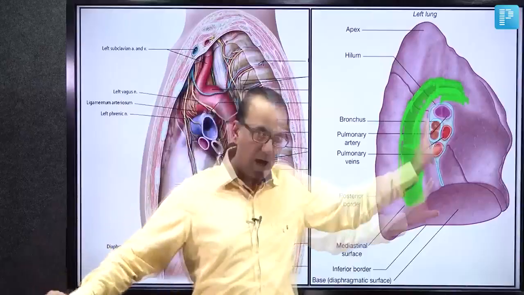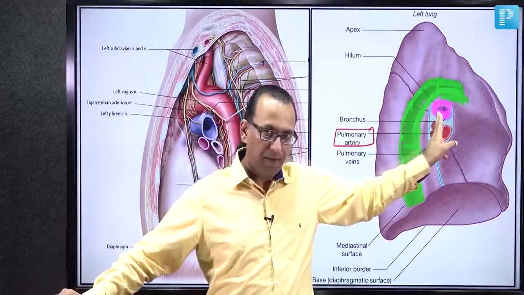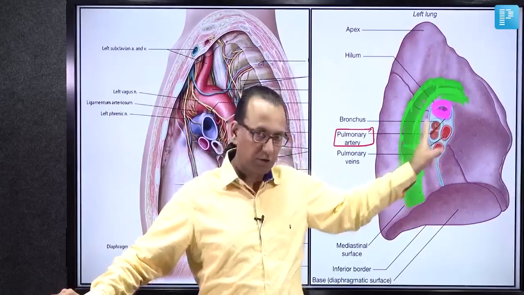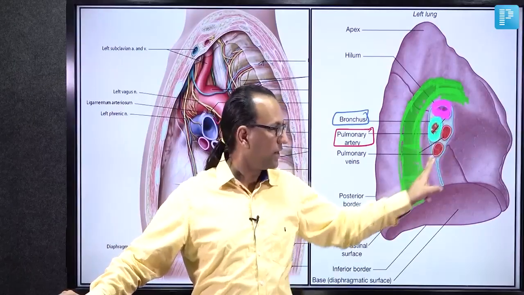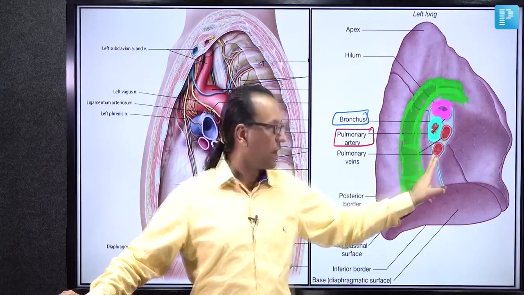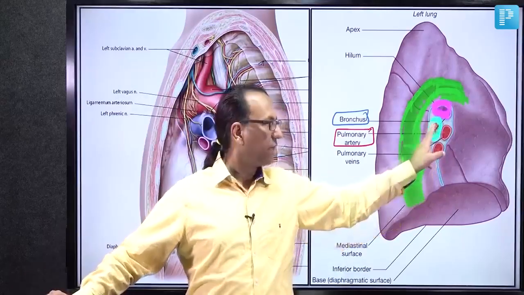So as we said, artery is more superior. And if you say artery more superior, then what is below that? The bronchus. The bronchus is in the middle, and more inferior are the pulmonary veins, the superior and inferior pulmonary veins. So that is the hilum of the left lung.